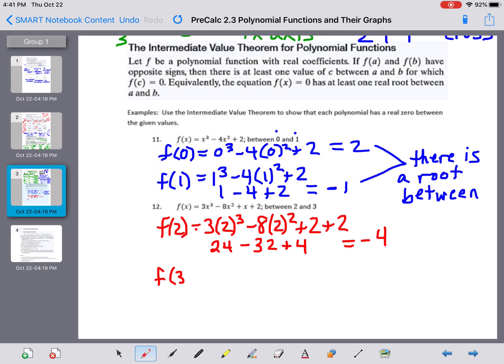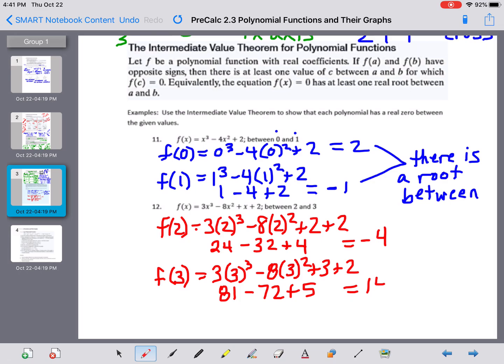Now let's check the 3. 3 times 3 cubed minus 8 times 3 squared plus 3 plus 2. 3 cubed is 27 times 3 is 81. 3 squared is 9 times 8 is 72, and that's a minus there. 3 plus 2 is 5. So 81 minus 72 is 9, plus 5 is 14. I have a negative, I have a positive, so somewhere in between there is a root because I crossed over that x-axis somewhere. So it's some decimal between 2 and 3. I should be able to find a root.